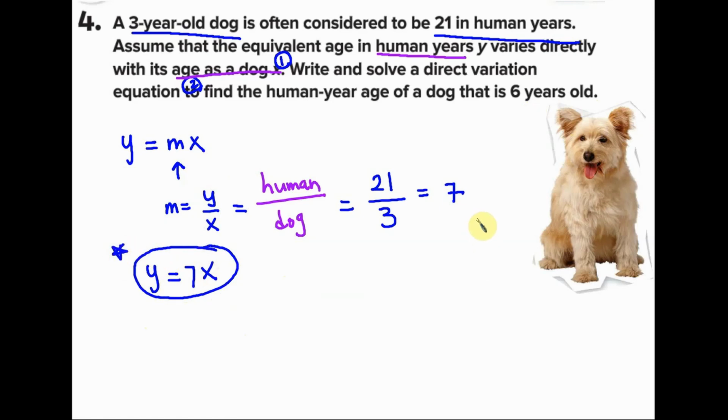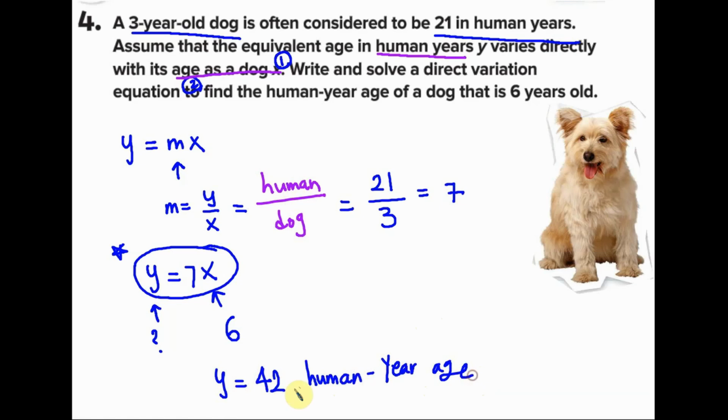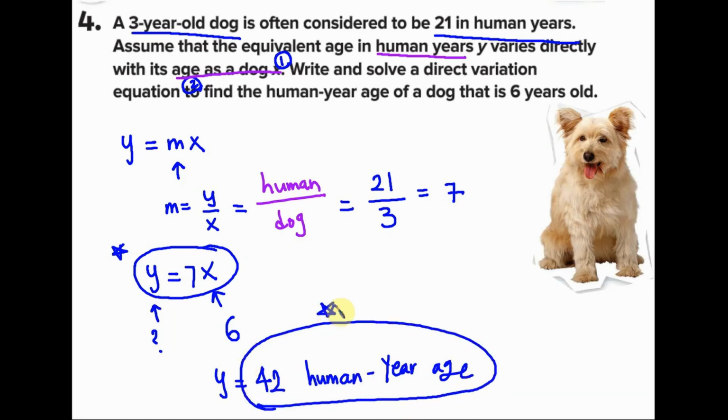So if I want to know the human year's age of a dog that is 6 years old, using the X value, this becomes 6. I want to know what would happen to the Y value. If I'm looking at these two, I don't see any operation, so I can assume there's a multiplication. So 7 times 6 becomes Y equals 42, and that's going to be the human year age. So that's also another part of the answer.